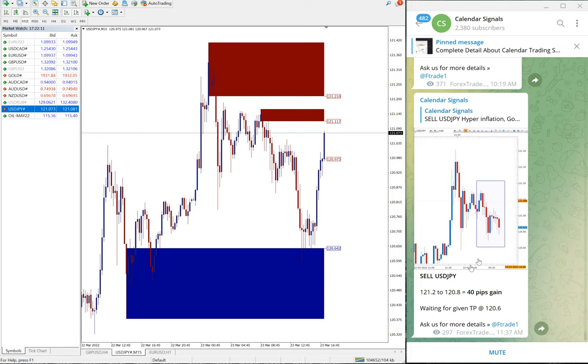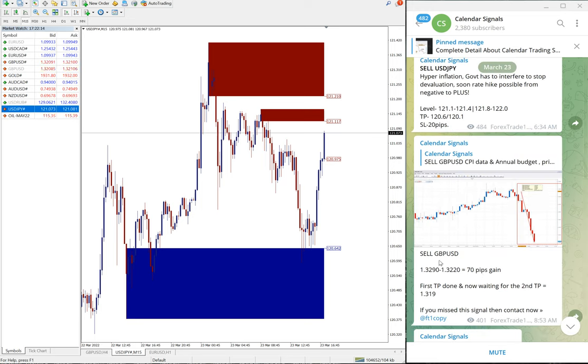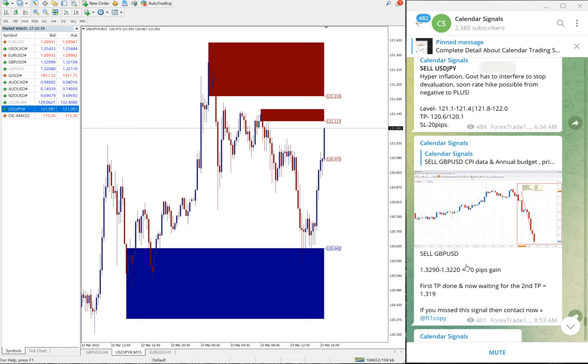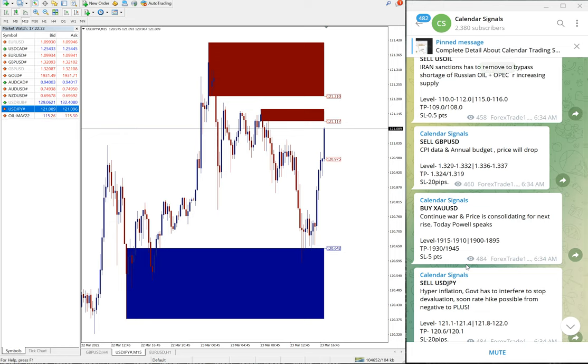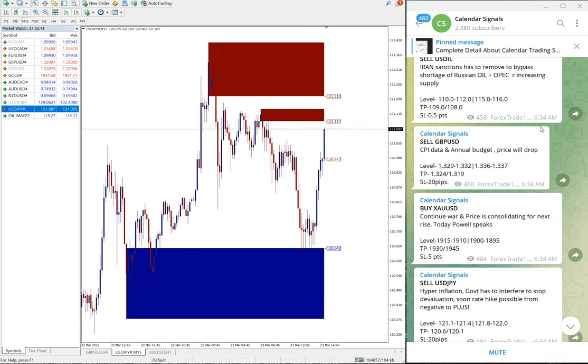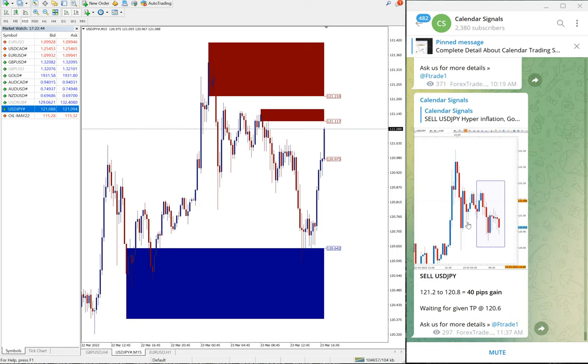And good profit on GBPUSD, which is 110 pips, and 18 points on gold, and 40 pips on the USDJPY signal. So out of 4, 3 performed and one is yet to perform, and we will update it on the channel, whether it is SL hit or whatever the performance is, we will update it on this channel later on.